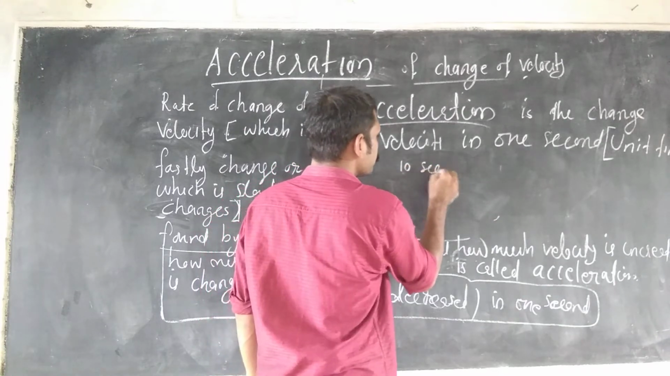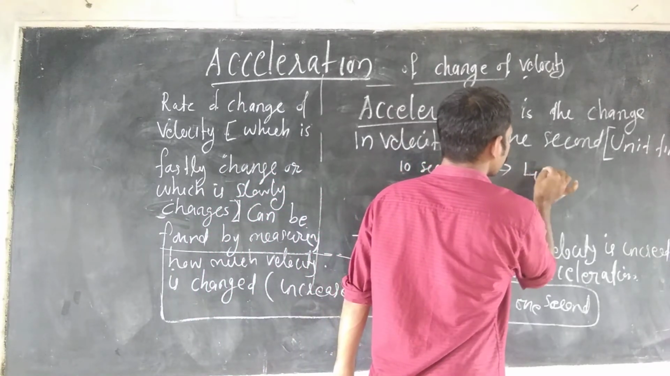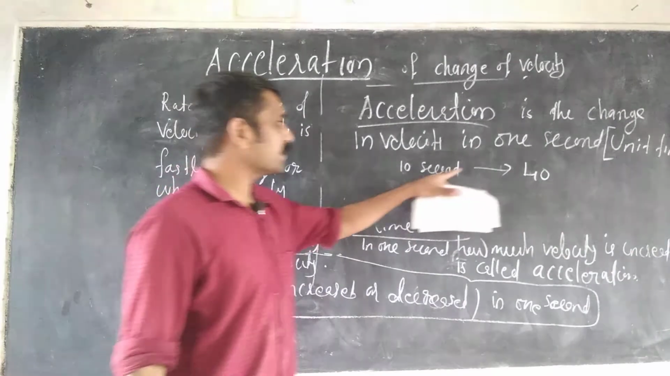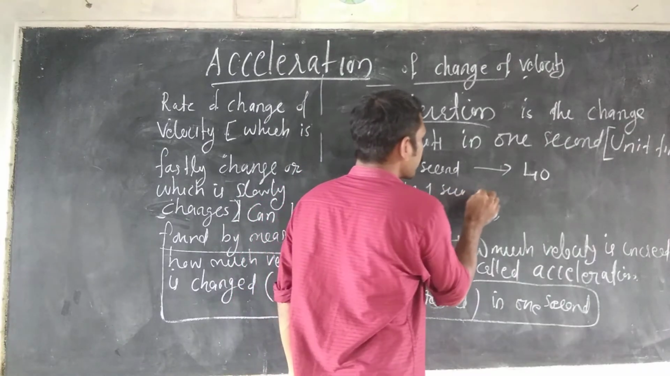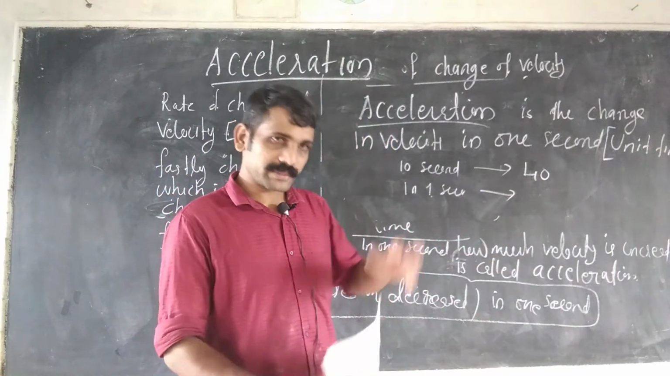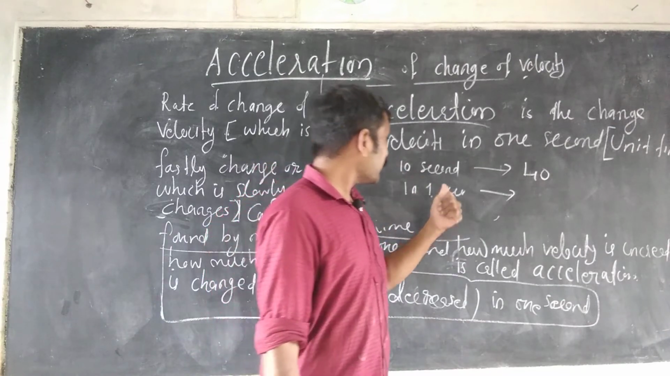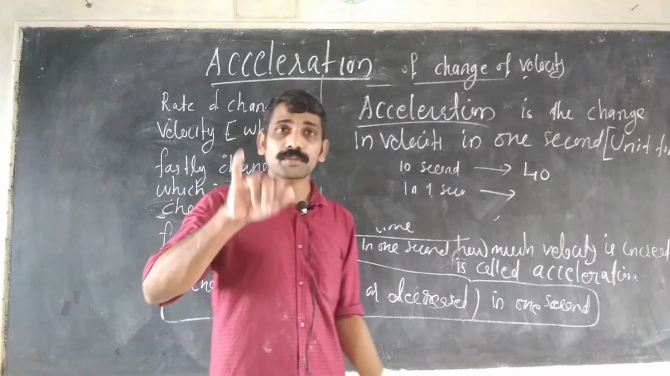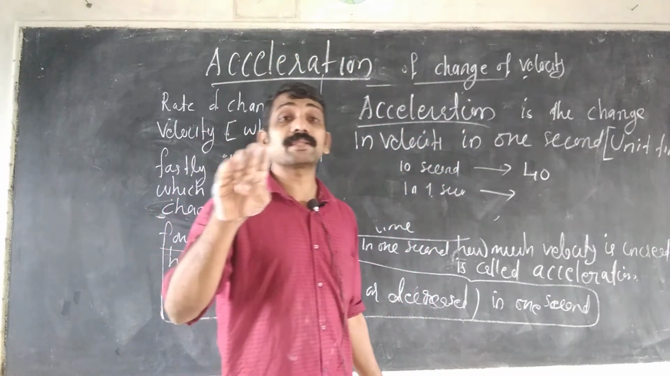Suppose in 10 seconds, its velocity changes to 40. Acceleration is the change in velocity in 1 second. So in 1 second, what will be the velocity change? 10 seconds, 40. So in 1 second, 4. 1 second 4, 2 seconds 8, 3 seconds 12, 4 seconds 16, 5 seconds 20, 10 seconds 40.